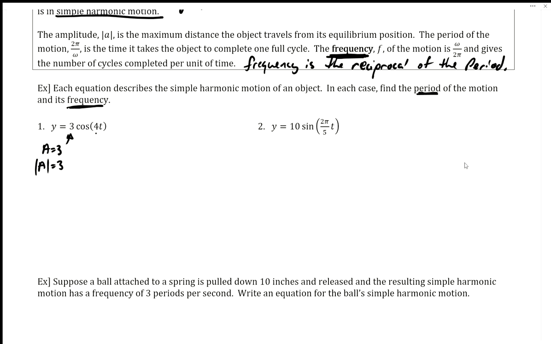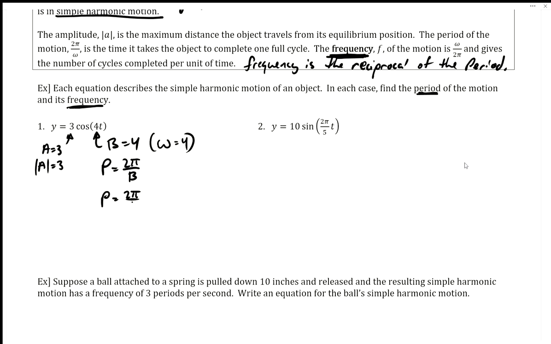I'm going to continue using the same letters that I used in previous videos, so I'm not going to go to omega. You could if you wanted to. If you want to do the omega like it is in the box above, that's fine. I'm just going to say b equals 4, because I'm going to find the period. The period is always 2 pi divided by whatever b is.